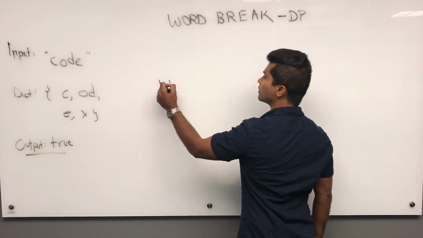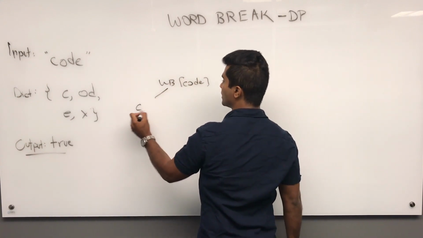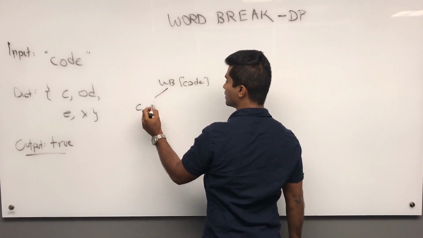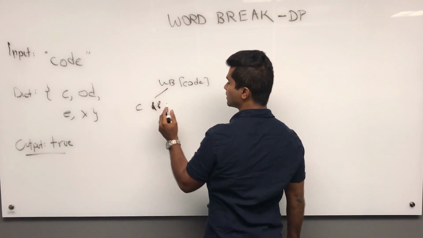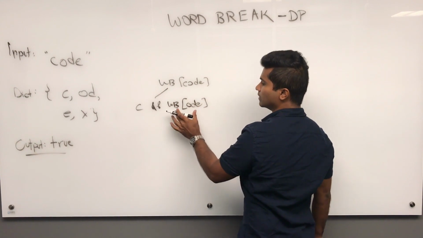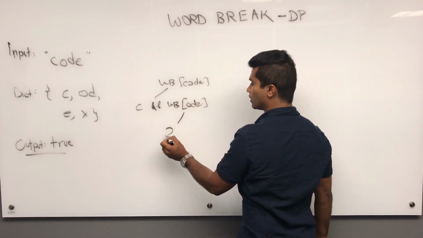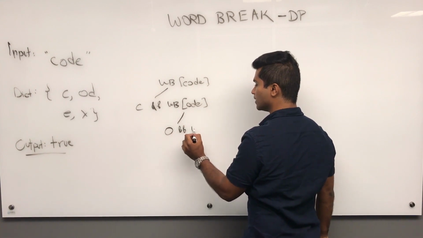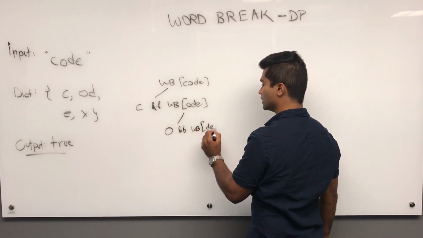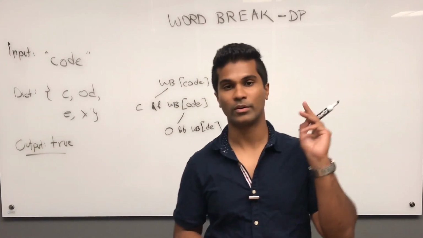So word break of code, what we first do is take away one letter, right? And we first check if it exists. If it does, then we can recursively check for ODE. Now when we're doing word break of ODE, what we do is take away one letter and recursively check for DE. Well, O is not in here, so what can we do? We can take away two letters.